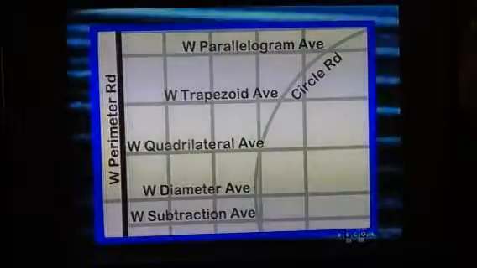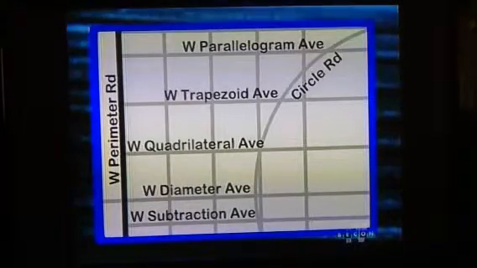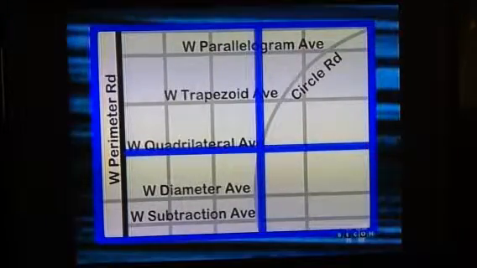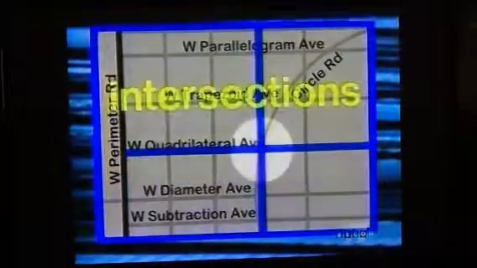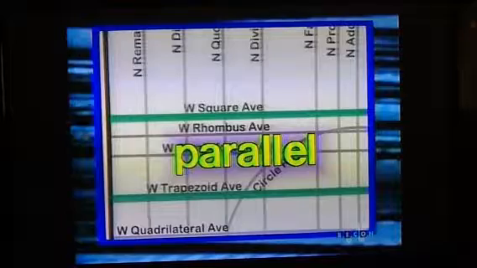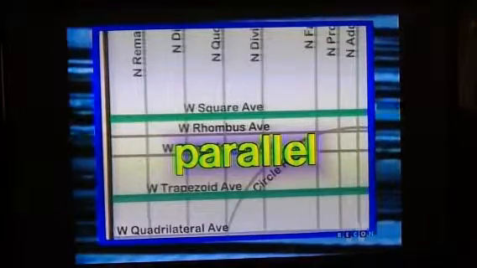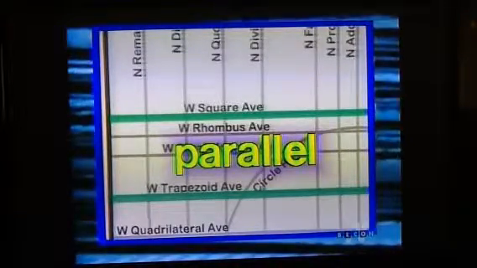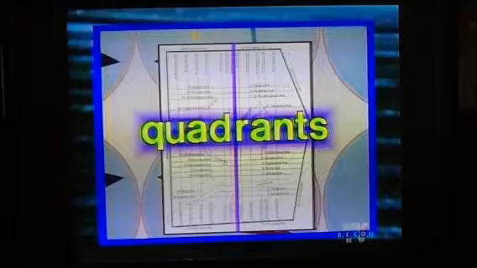What have we learned today from the map of Maptown, USA? We learned that lines or streets which cross each other create intersections. That streets or lines which exist side by side and do not intersect are called parallel. And also that when a map is divided into 4 sections, we call each section a quadrant.